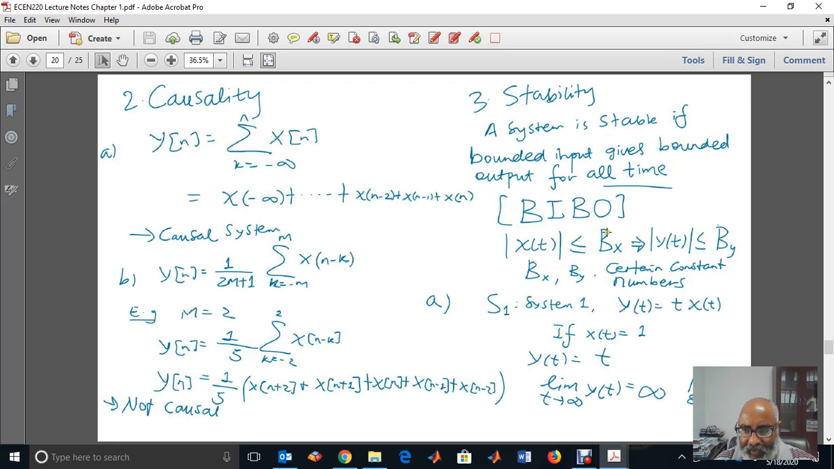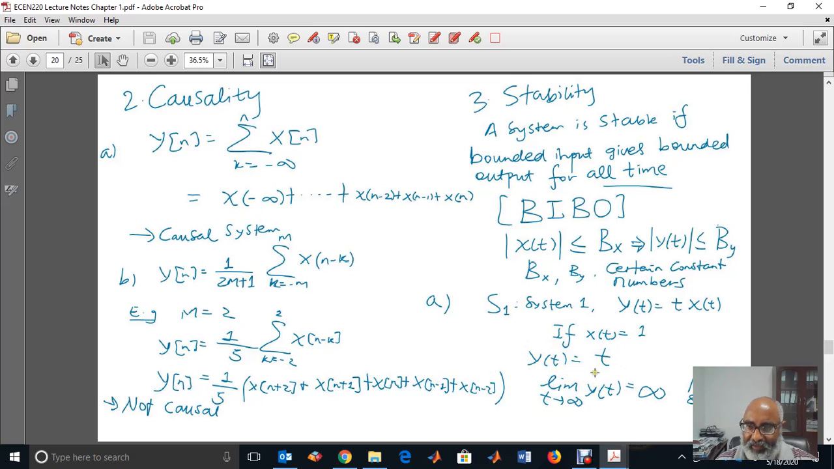I have a system with input x of t, and the output of the system y of t is equal to t times x of t. So let's say we bound the input. Let's make the input x of t equal to 1. So what will y of t be? The y of t will be equal to t.